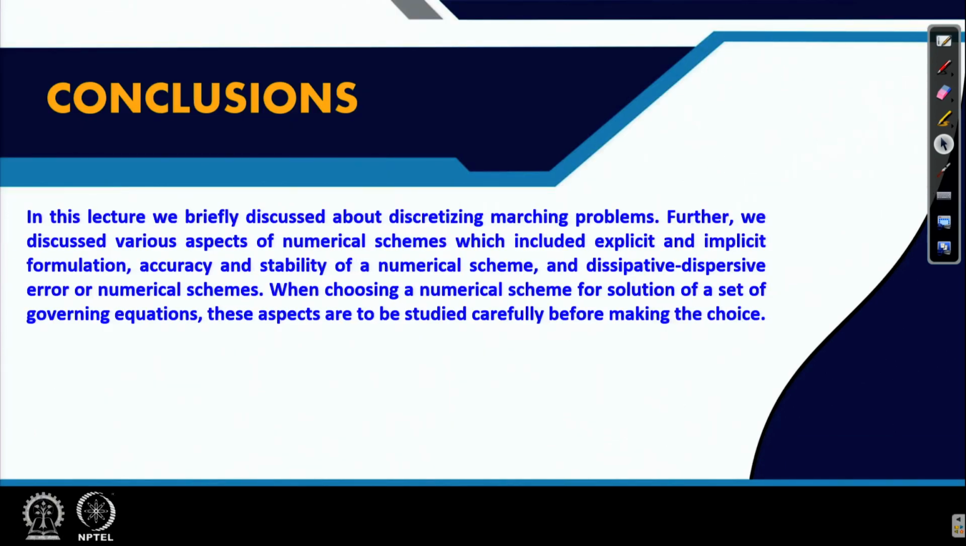So, we learned a number of things in this lecture. We briefly discussed discretizing marching problems, including parabolic and hyperbolic problems. Further, we discussed various aspects of numerical schemes. They included explicit and implicit formulation, and accuracy and stability of numerical schemes. Finally, towards the end, we talked about dissipative and dispersion error of numerical schemes. So, when you are choosing a numerical scheme for solving a set of governing equations, you have to be very careful about these aspects which you studied in these lectures.